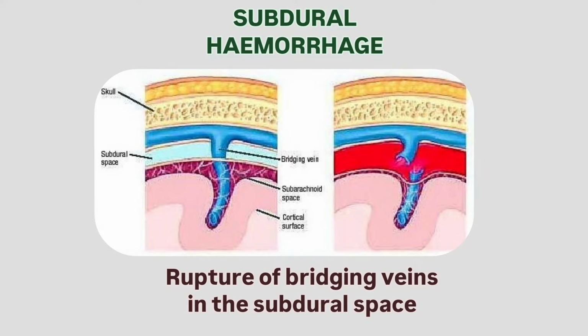Now coming to the cause of subdural hemorrhage. The cause of subdural hemorrhage is the rupture of the bridging veins, which occurs in the subdural space between the dura mater and the arachnoid mater. In the next slide, we will see the causes which lead to subdural hemorrhage.